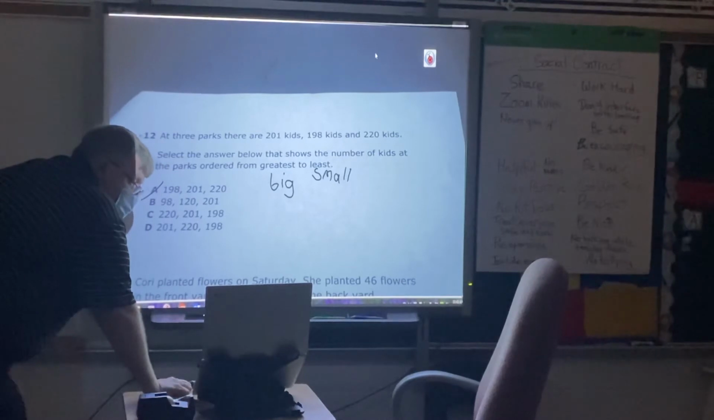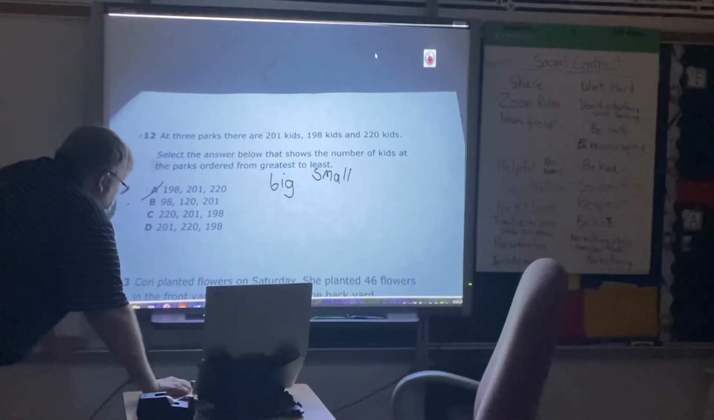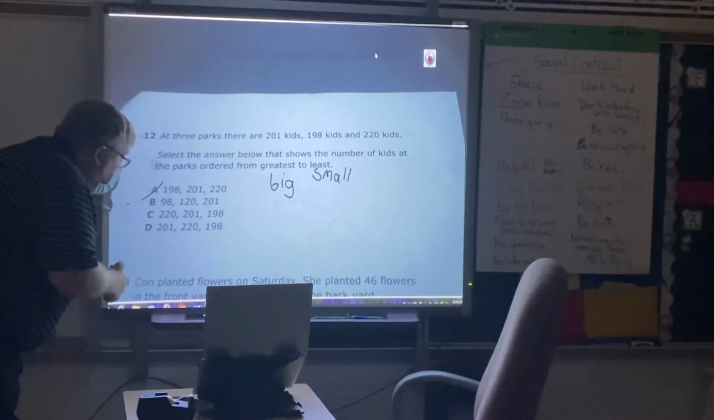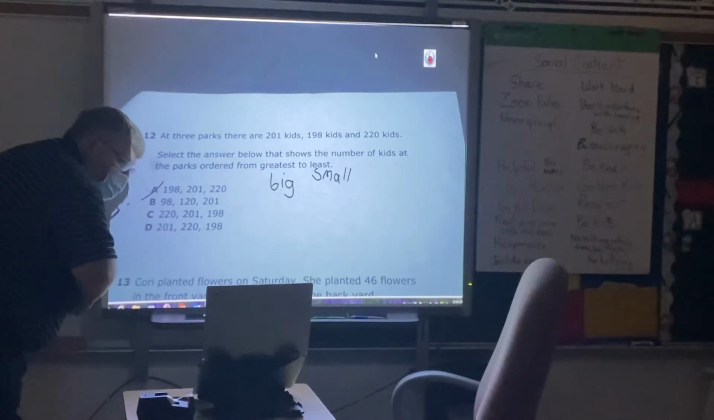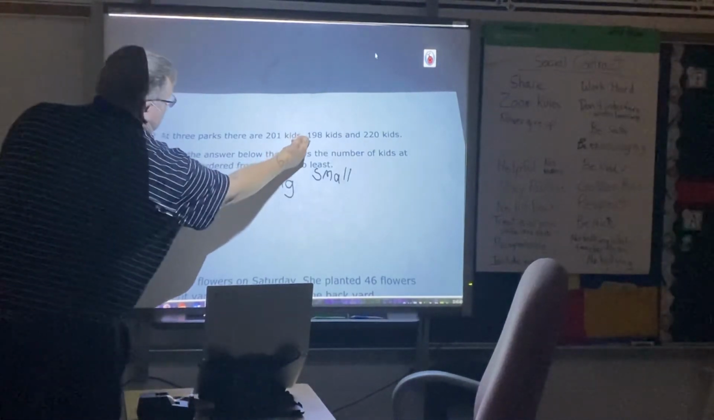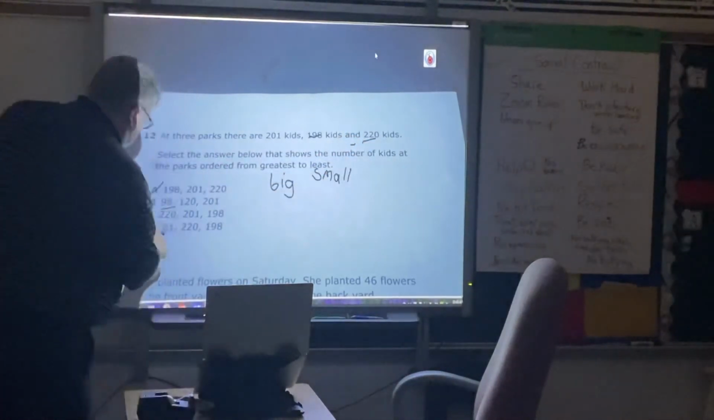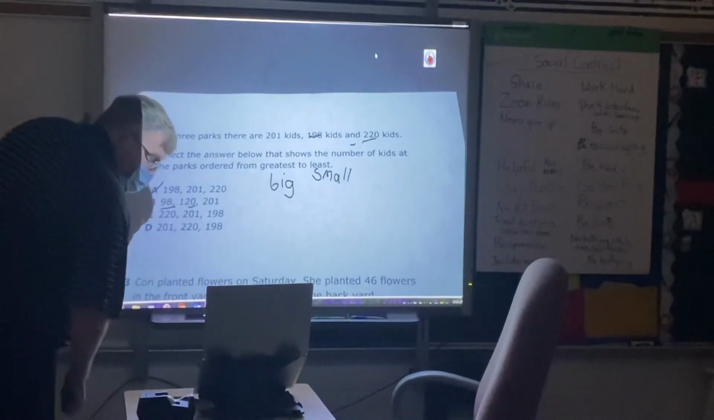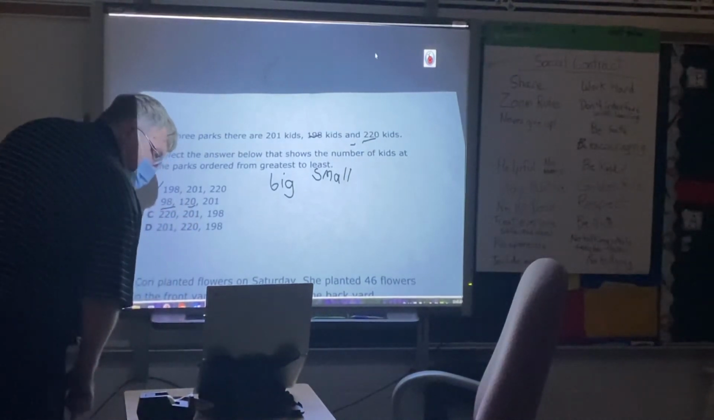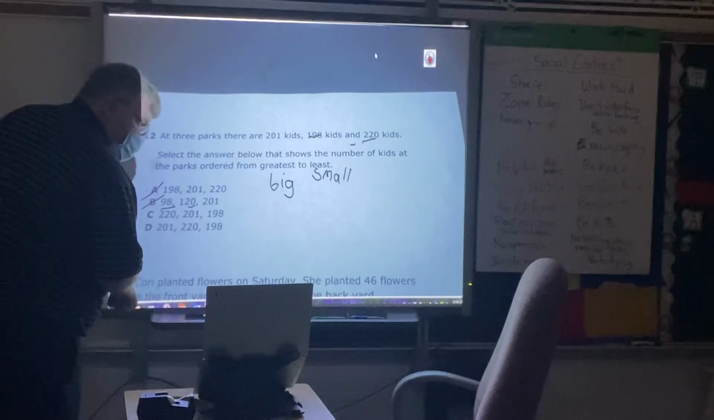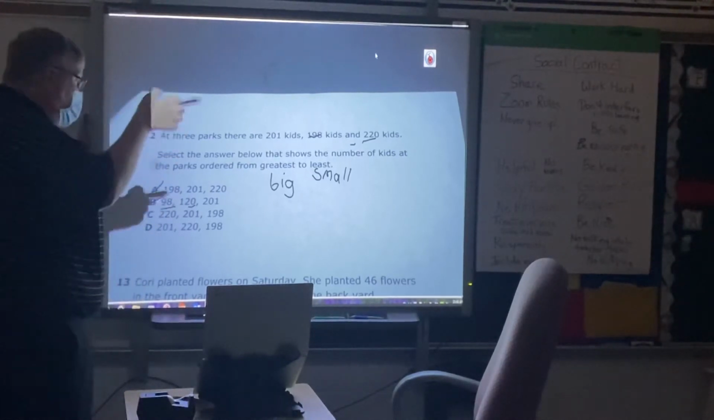Boston, what's wrong with B? So, it's not from greatest to least or from least to greatest, because with 98, 120, 101, the greatest is in the middle and the least is in the first. Right? The second least is in the end. Do you also notice something else? It has the wrong numbers. The numbers up here say 198, this one says 98, this one says 220, and this one says 120. I don't know where it got those numbers. It just pulled them out of the air. You can't do that. They're just a random number.